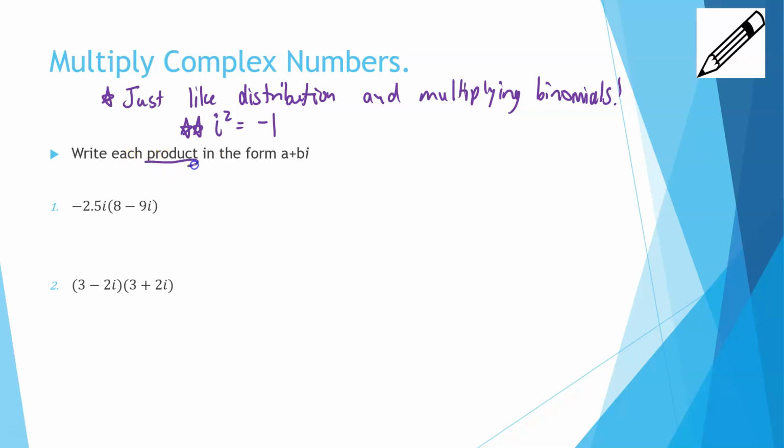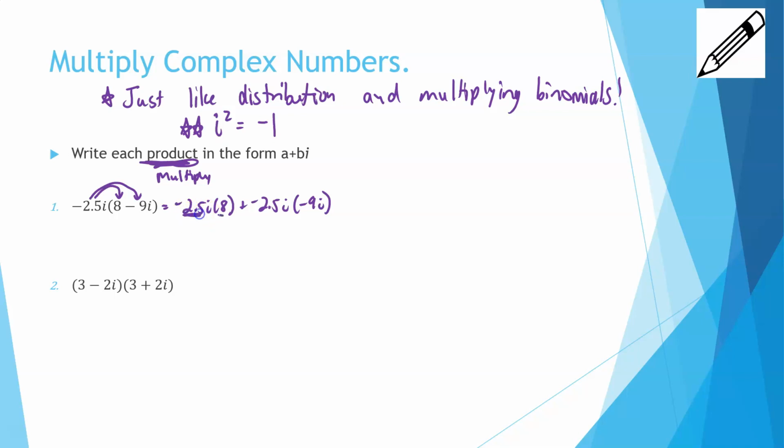Okay, so write each product, and we need to remember that product means to multiply, in the form a plus bi. So again, for this first one, when I have one thing in front, even though it has an i, I'm going to distribute the negative 2.5i to both pieces. So I would have negative 2.5i times 8. And then I'd have a negative, so it would be plus a negative 2.5i times a negative 9i. Okay, so you don't have to show this step again. I just like to show it when I'm teaching so that you can see what it is.